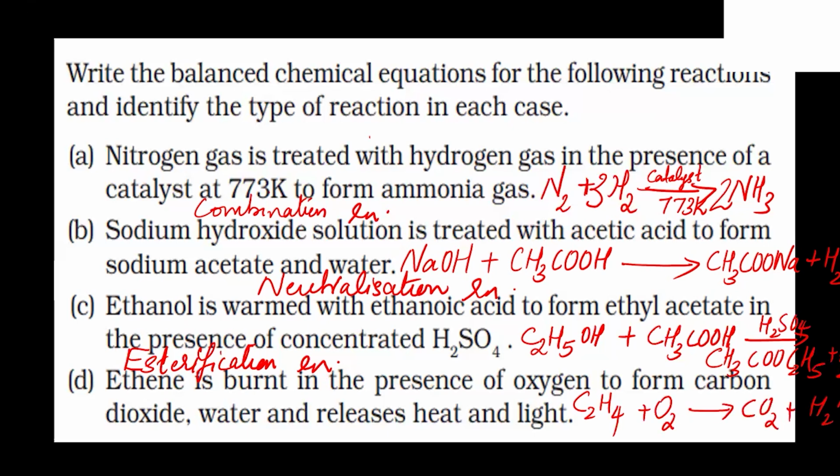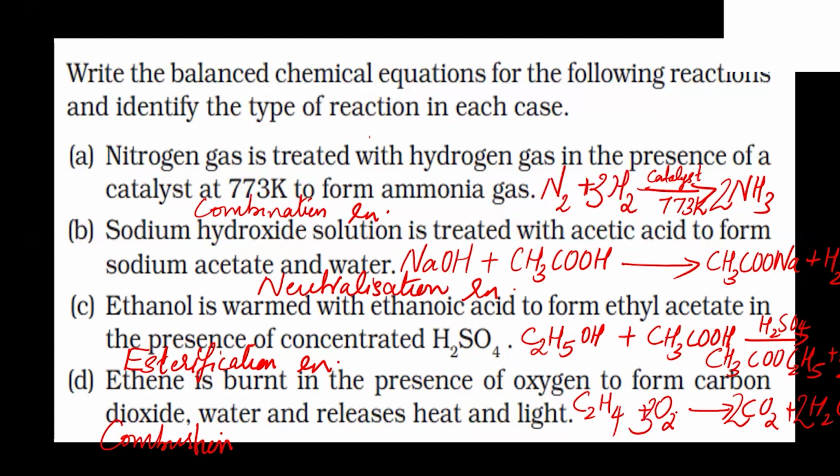So when you burn some organic compound in the presence of oxygen, and you are getting carbon dioxide and water, what is that reaction called? The reaction is called combustion. Combustion reaction. See here, balancing is not done. There are 2 carbon atoms here, put a 2 here. Now hydrogen atoms here are 4, so put a 2 here. Now balance the oxygen atoms by putting a 3 here.